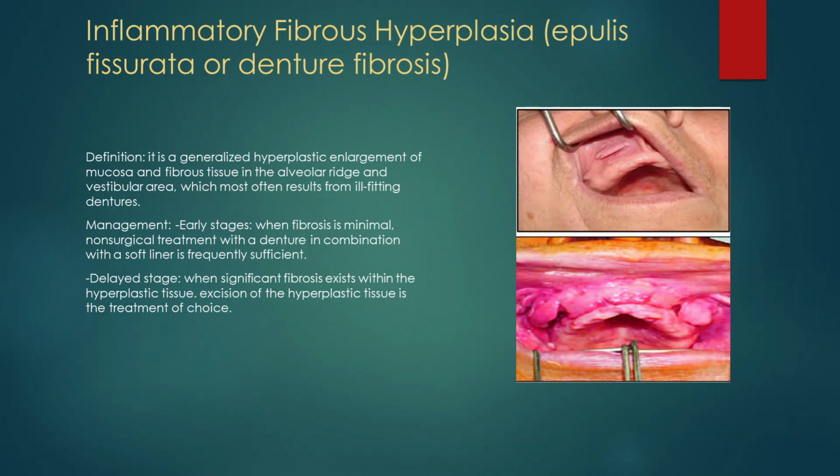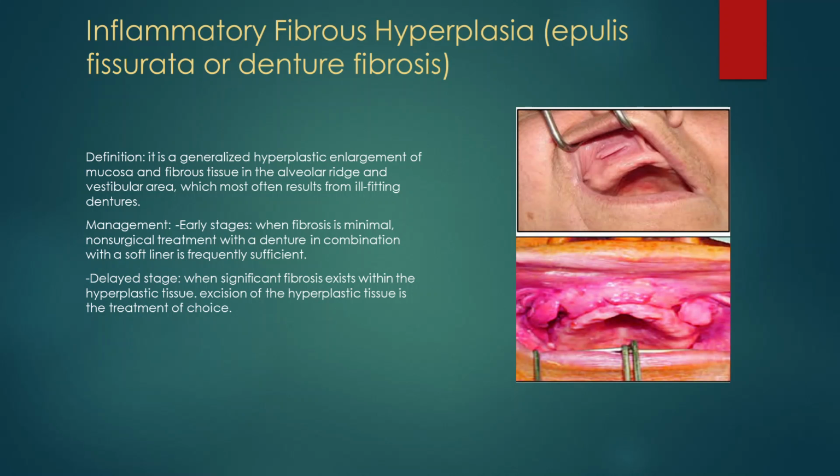Inflammatory fibrous hyperplasia, also known as epulis fissuratum or denture fibrosis, is a generalized hyperplastic enlargement of mucosa and fibrous tissue in the alveolar ridge and vestibular area, which most often results from an ill-fitting denture.